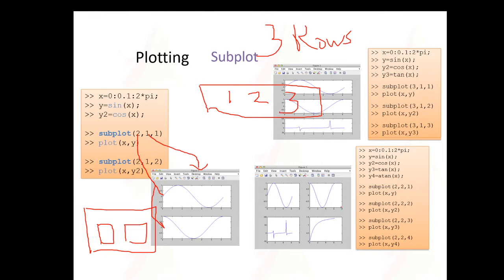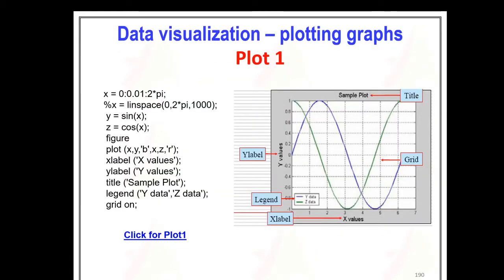Now you can see here 2 comma 2: your figure is divided into 2 rows and 2 columns, with p equal to 1, p equal to 2, p equal to 3 and p equal to 4. These are all the examples for plotting. You can see another example here.